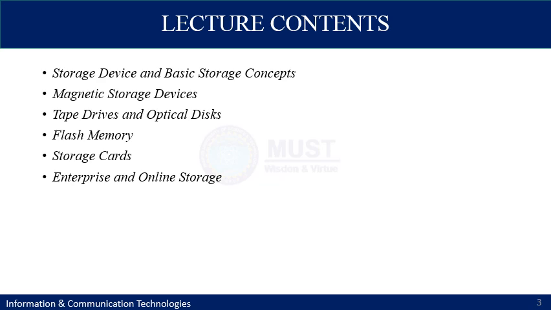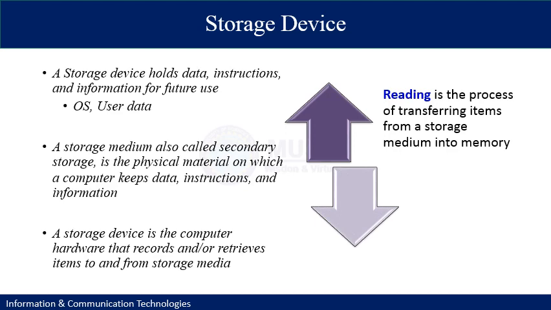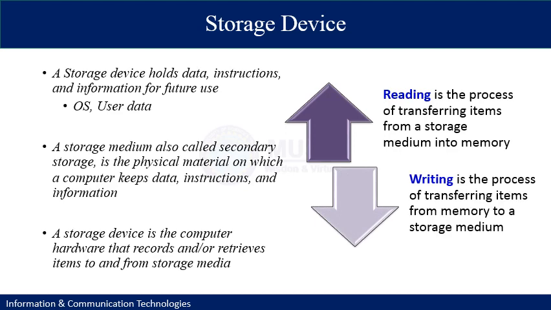There are different types of storage devices, and in the recent past many storage devices have been using magnetic storage. Along with the magnetic storage devices, there are different tape drives and optical discs which have been used quite often previously. There are some devices which are currently in use, also referred to as flash memory and storage cards. However, with the advent of enterprises and the internet, we have different kinds of storage such as enterprise storage and storage available online through cloud networks. So in this lecture we will overview various kinds of storage devices and the techniques which they employ to store information and data.